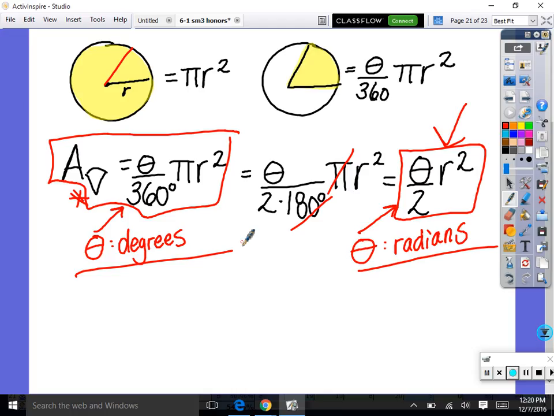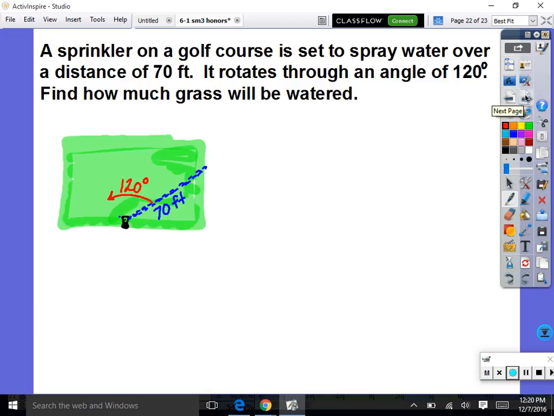Okay, here's an example. This is literally my last example, and we'll get the pre-calculus book, and the rest of the time will be yours to do your homework. So it says, a sprinkler on a golf course is set to spray water over a distance of 70 feet. So like, I literally pictured this and drew this picture in my head. I said, if I had a sprinkler sitting here and it's squirting out 70 feet, and then doesn't a sprinkler work like this? Like, have you ever seen a sprinkler in real life, right?